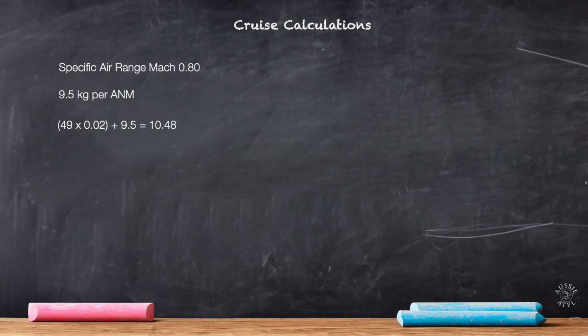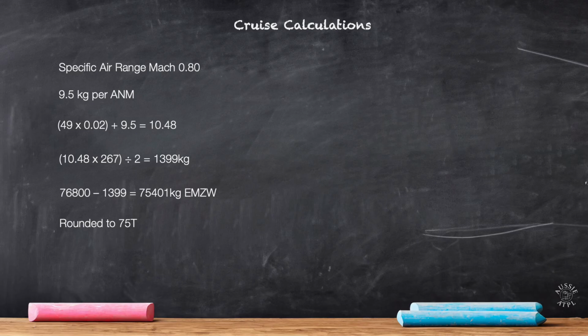That gives us a specific ground range of 10.48 kilos per ground nautical mile. Times that by our total distance, and then divided by 2 as we're looking for the fuel burn to the midpoint of our cruise zone. And that'll give us an estimated mid-zone weight once we take it away from our gross weight, which was seen in the position report, of around 75 tons once we round it, which is what we'll need to enter into the Boeing 727 handbook to find our fuel flow.